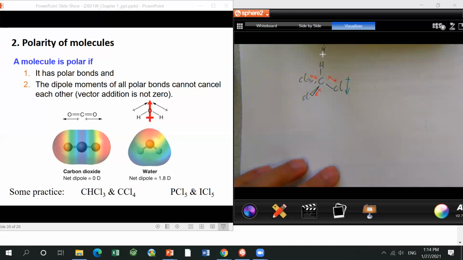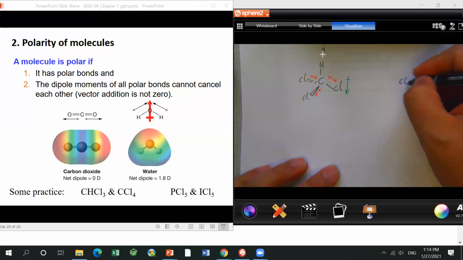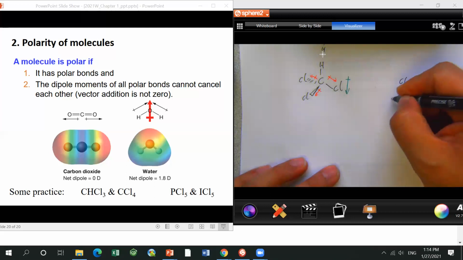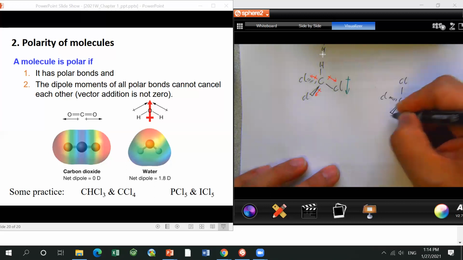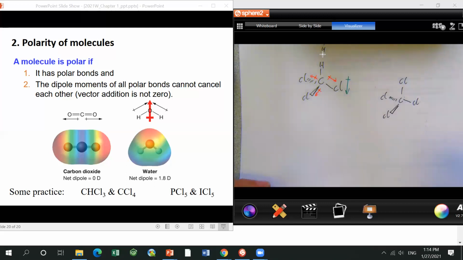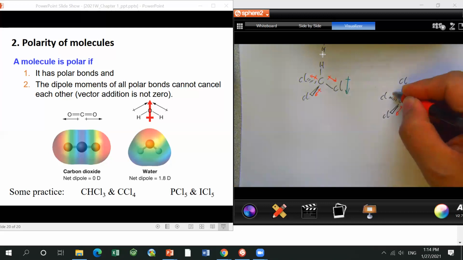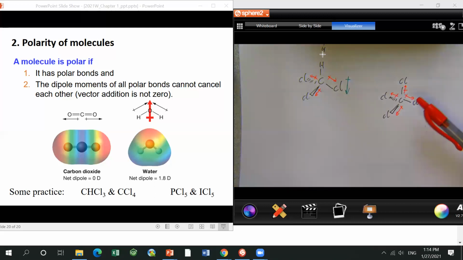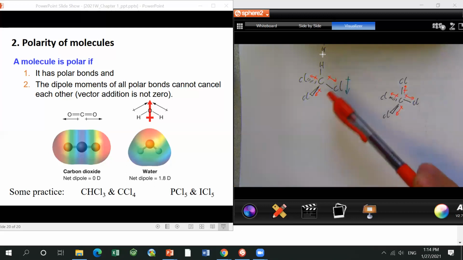But for CCl4, just ignore the lone pairs. Although there is a dipole moment for each individual bond, they all cancel out each other, so there's no net dipole moment. So CCl4 is a non-polar molecule, and CHCl3 is a polar molecule. That's pretty good.